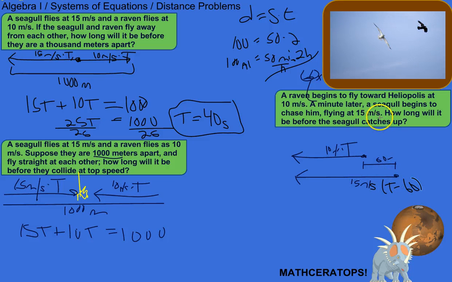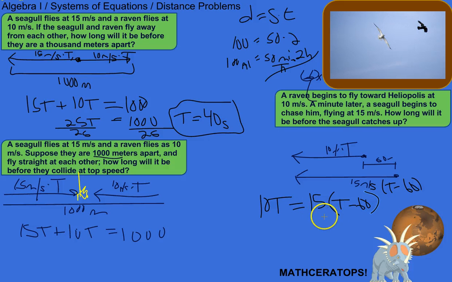So what we want to know is how long before they catch up, meaning when will they have the same distance. So 10 meters per second times the amount of time that the raven is flying will be his distance. And we want to know when that's equal to the distance that the seagull flies. So what's the distance that the seagull flies? It'll be 15 meters per second times the amount of time that the raven is flying minus that 60-second head start. Okay? So now you can just solve for t.